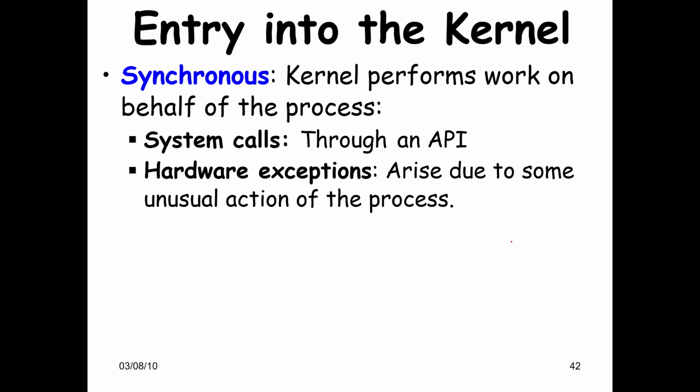The entry into the kernel can be a synchronous entry, where the kernel performs some work on behalf of the process. Most of the time this would be through a system call, which is basically an API where you send a fake interrupt to the processor and it loads the system call handler. The other happens because of some unusual action of the process, like a hardware exception, for instance. Then also the kernel comes into play.